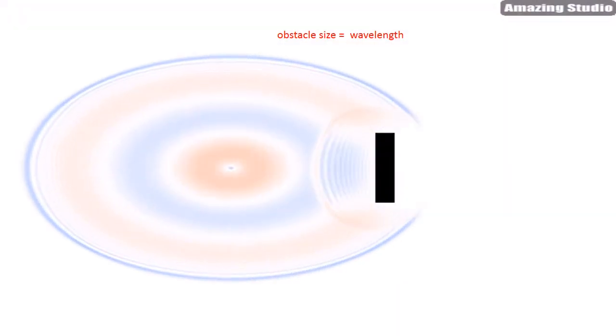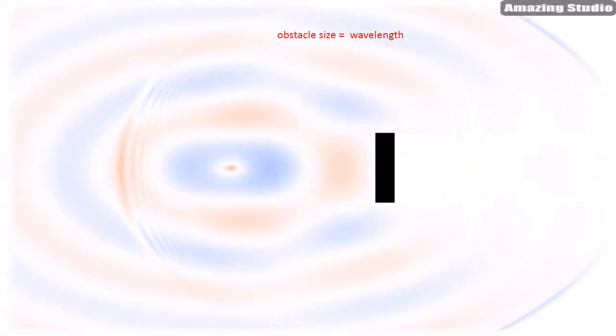In the second case, we have kept the object size equal to that of the wavelength. So now we see increased disturbance in the pattern. Some waves are reflected from the object and the reflected waves interfere with the incoming waves to create an interference pattern on the left side and a shadow region on the right side of the object.